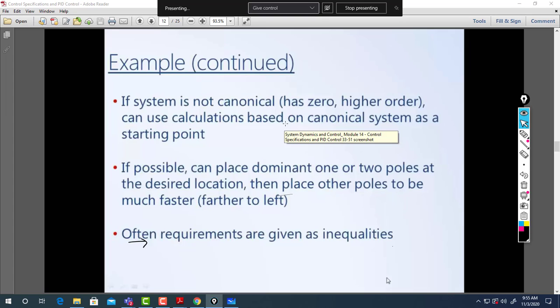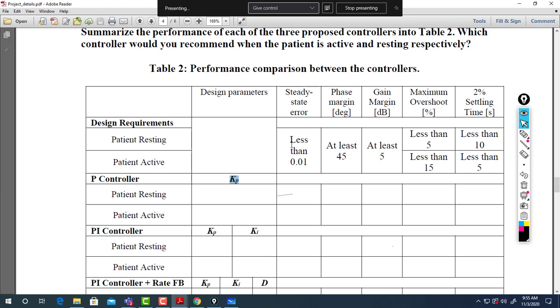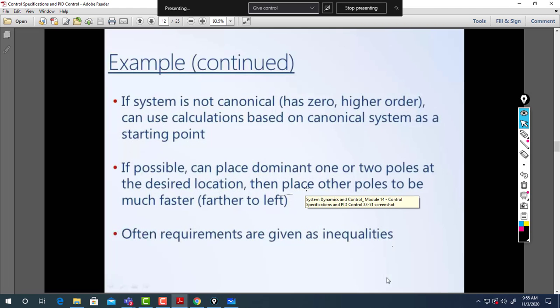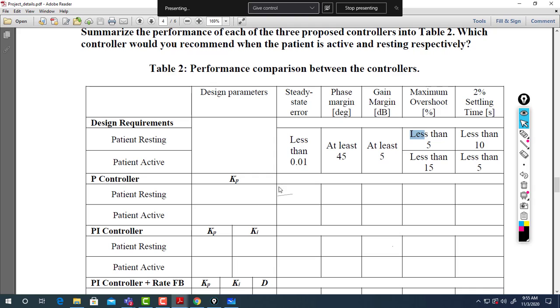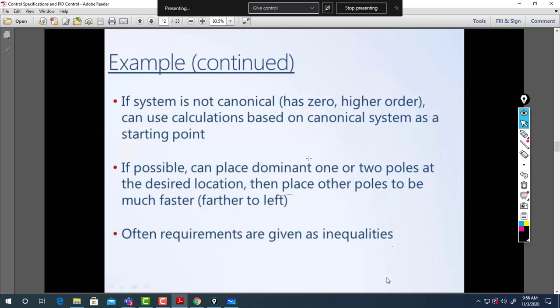Often requirements are given as inequalities, and we'll see this in the solving session tomorrow. Like settling time less than some value, always as an inequality. In your project you don't really need to do the calculation by hand as we are doing here. You can do it on MATLAB, but you need to verify that you are achieving the design requirement with whatever parameter you choose.